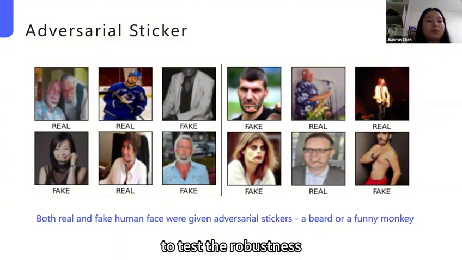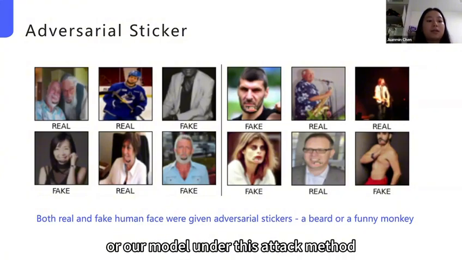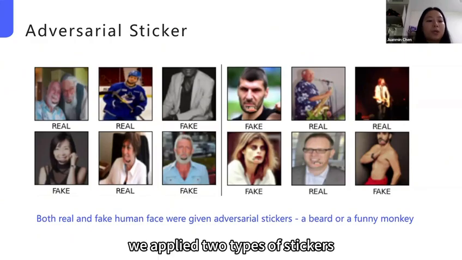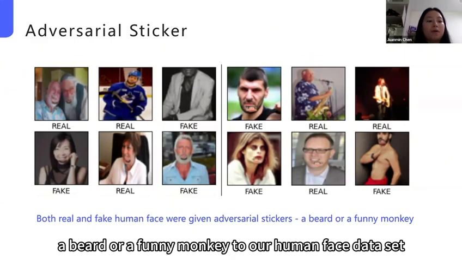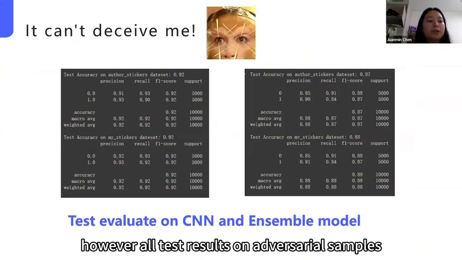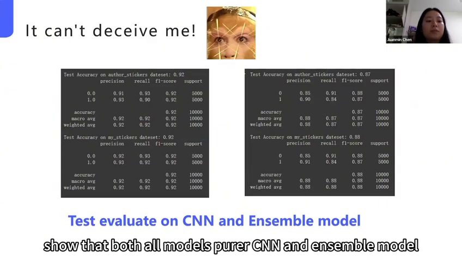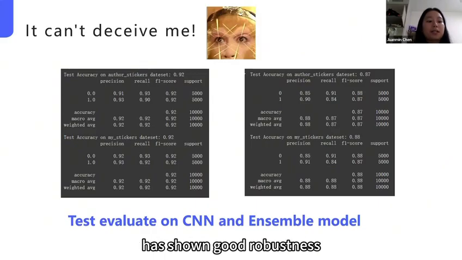To test the robustness of our model under this attack method, we applied two types of stickers, a beard or a funny monkey, to our human face dataset. However, our test results on adversarial samples showed that both our models, the pure CNN and the ensemble model, have shown good robustness, especially our CNN model.